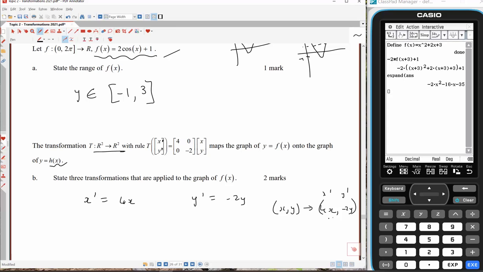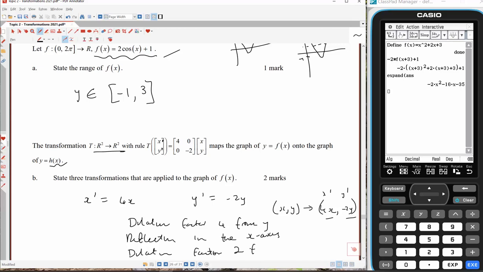Right, and from here we can read off the transformations just like we did when we determined transformations a few lessons ago. So this is a dilation factor 2 from the x-axis. This is a reflection in the x-axis, and this is a dilation factor 4 from the y-axis.